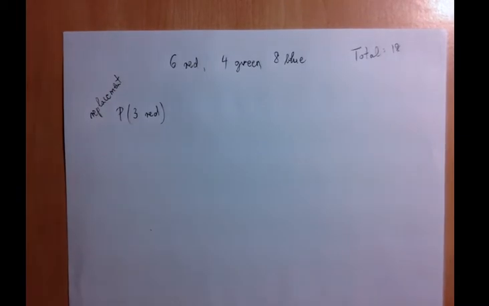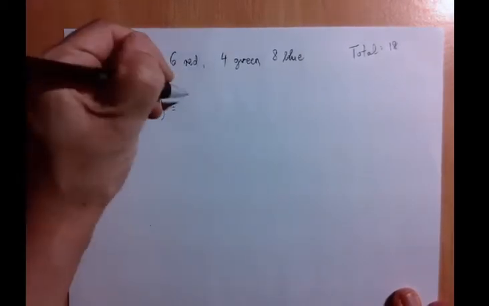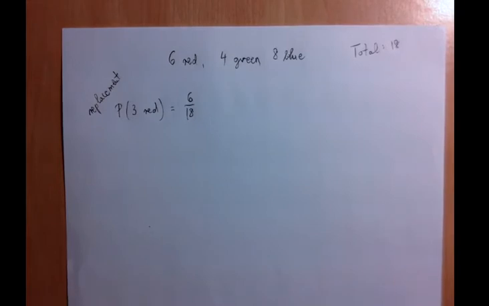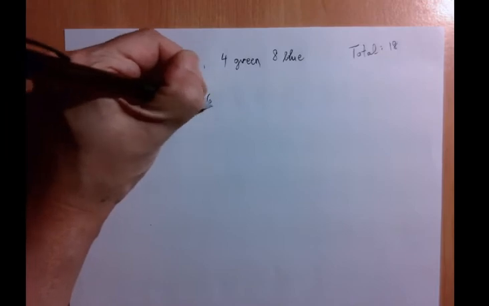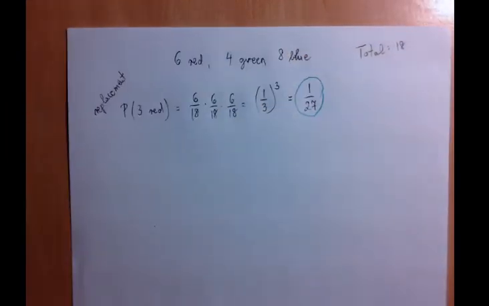So we pull out 3 marbles randomly. What is the probability that all 3 of them are red? So the first marble is 6 out of 18, which is 1/3. And then because we throw it back, the next one is also 6 out of 18. And the next one is also 6 out of 18. So altogether we have 1/3 times 1/3 times 1/3, which is 1/27.